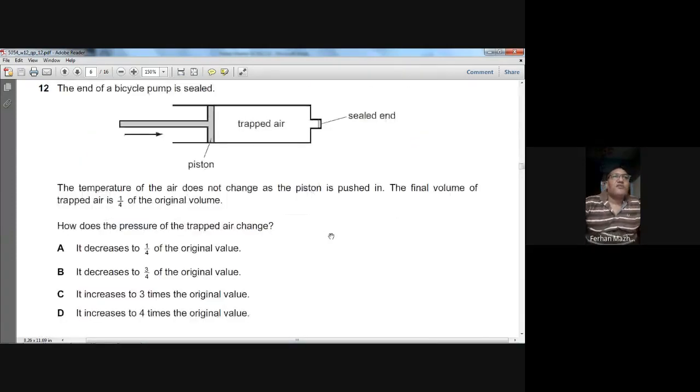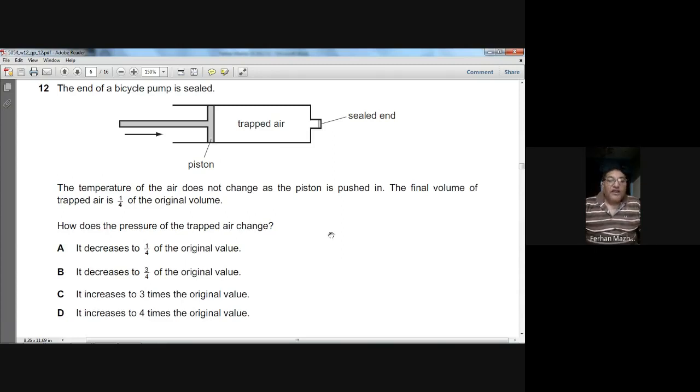Okay, on your screen we have question number 12. The end of a bicycle pump is sealed. The temperature of the air does not change as the piston is pushed in. The final volume of the trapped air is 1 by 4 of the original volume. How does the pressure of the trapped air change?